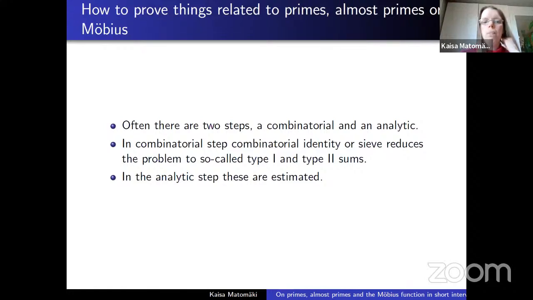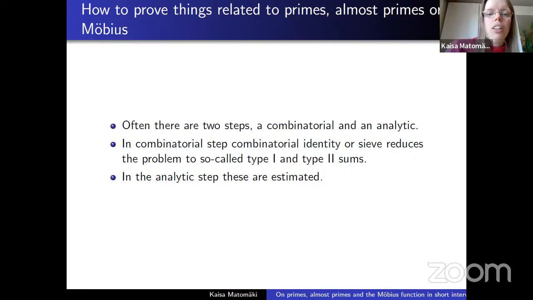Okay, so if one wants to prove something about the prime numbers or about the Möbius function or about the almost primes, then often the proof is divided into two steps. There's a combinatorial step first, and then there's an analytic step. In the combinatorial step, one uses a combinatorial identity or sieve method in order to reduce the problem to so-called type 1 and type 2 sums. And in the analytic step, we estimate these sums. So this is the rough idea in the proofs.